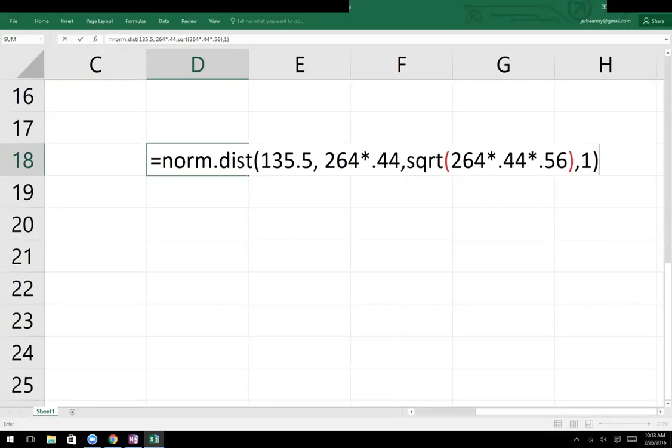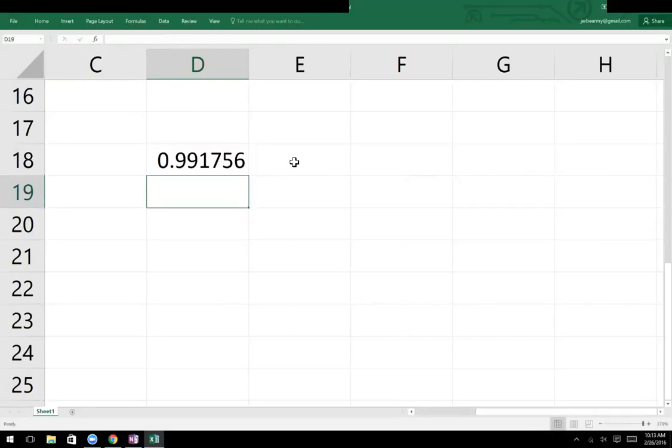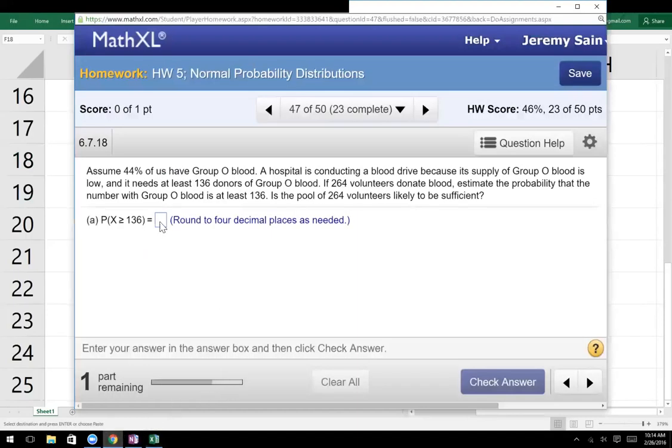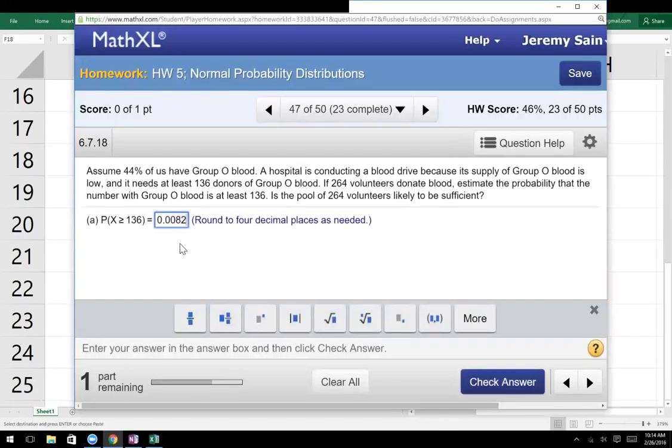All right. Okay, and is that the answer we want? Why not, Lane? Yeah, again, this always gives us the area to the left. I want the probability of more than 136 people. So I need to go 1 minus that. Four decimals would be there.